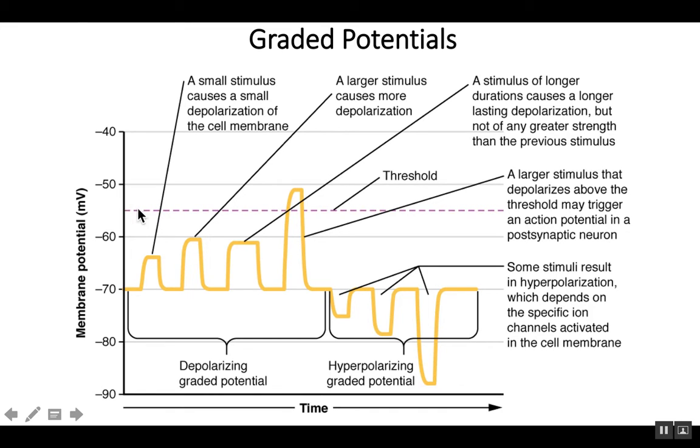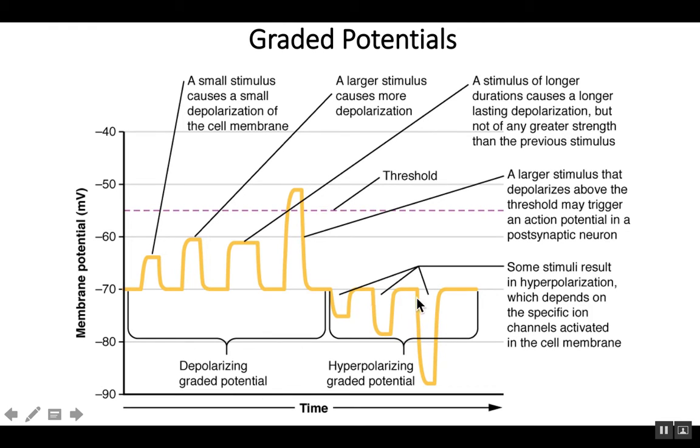On this graph, they are representing this dashed line as the threshold, negative 55. Another stimulus occurs, slightly larger, but still not enough to reach threshold. Here's a longer stimulus, but it also does not reach threshold. It isn't until this one here we see that the depolarization has reached threshold, and therefore that would be enough to trigger the action potential. These are all depolarizing graded potentials.